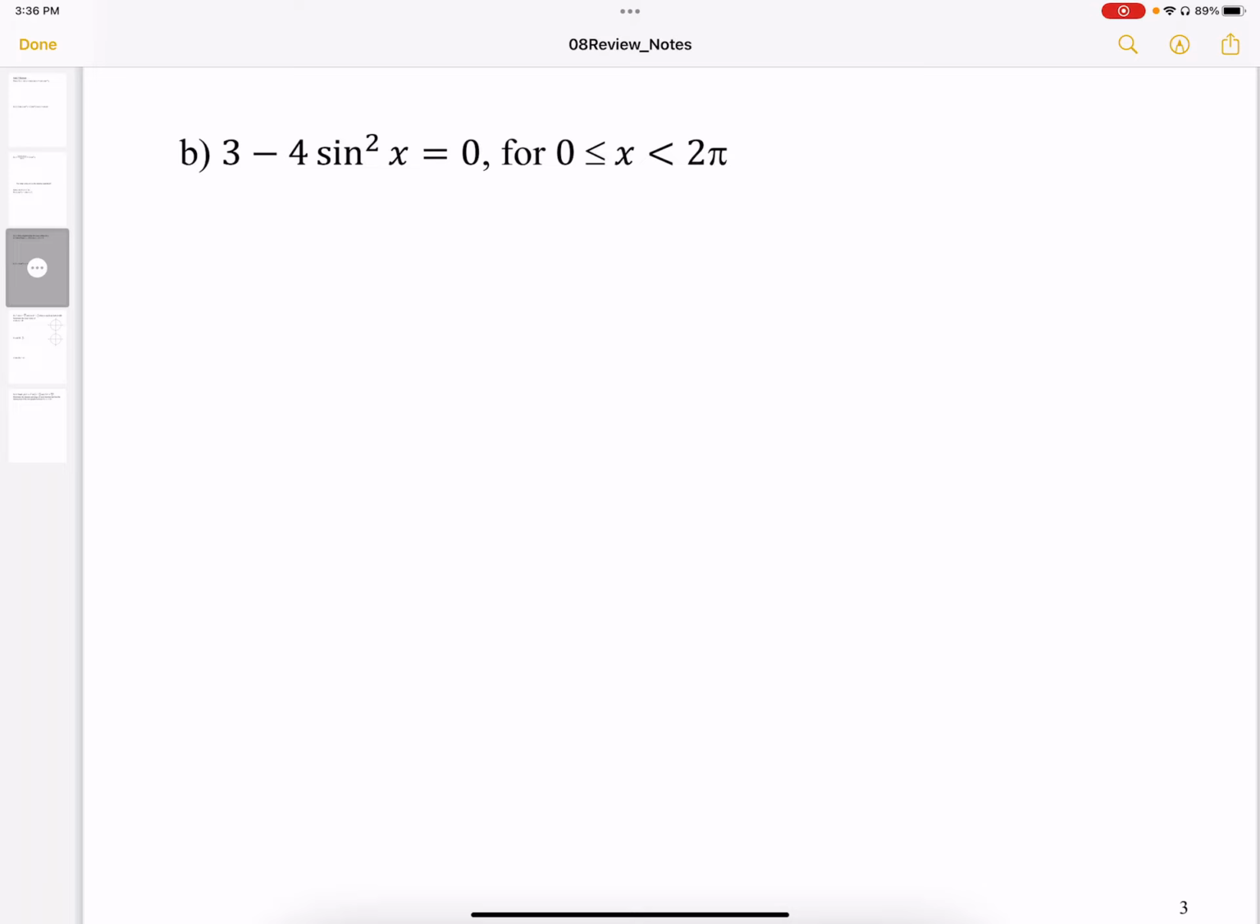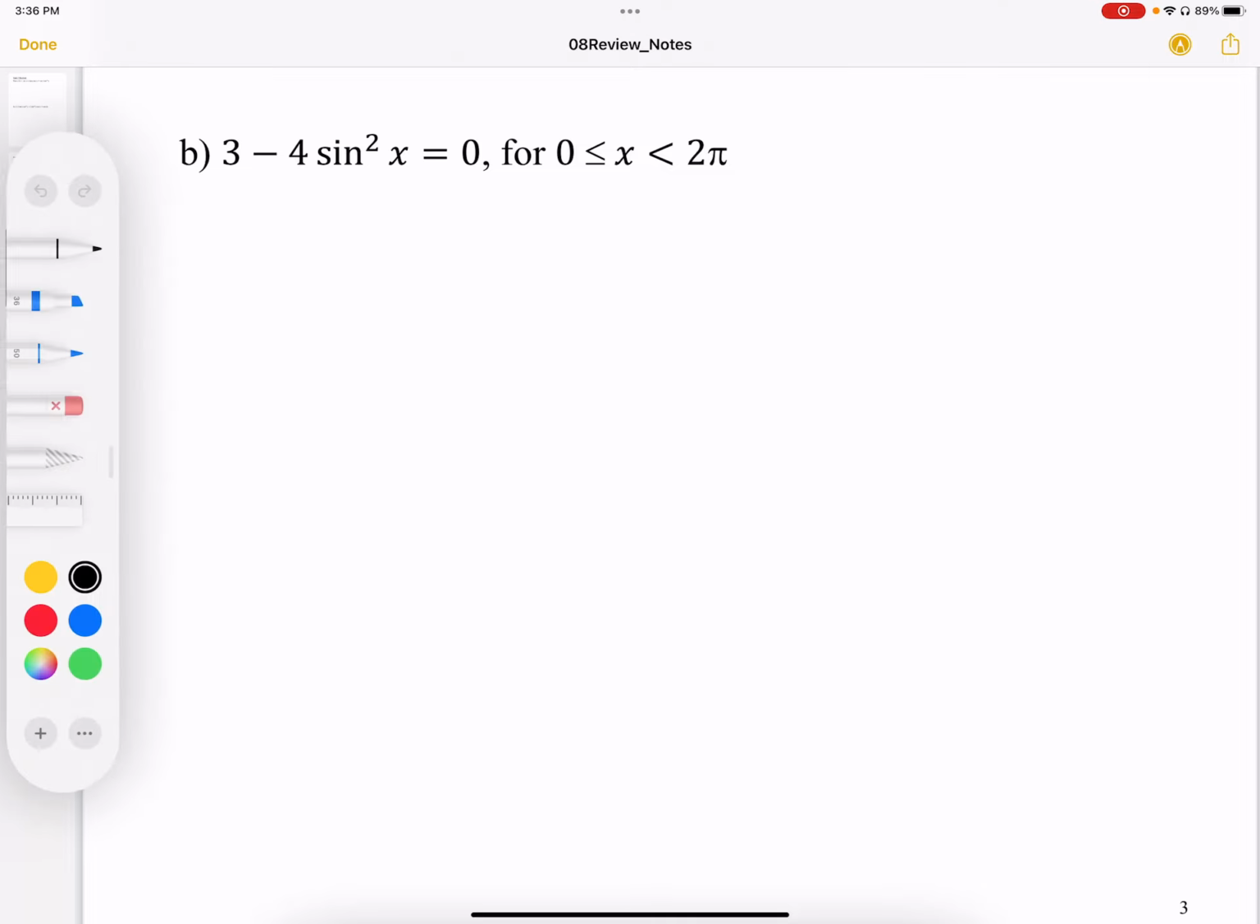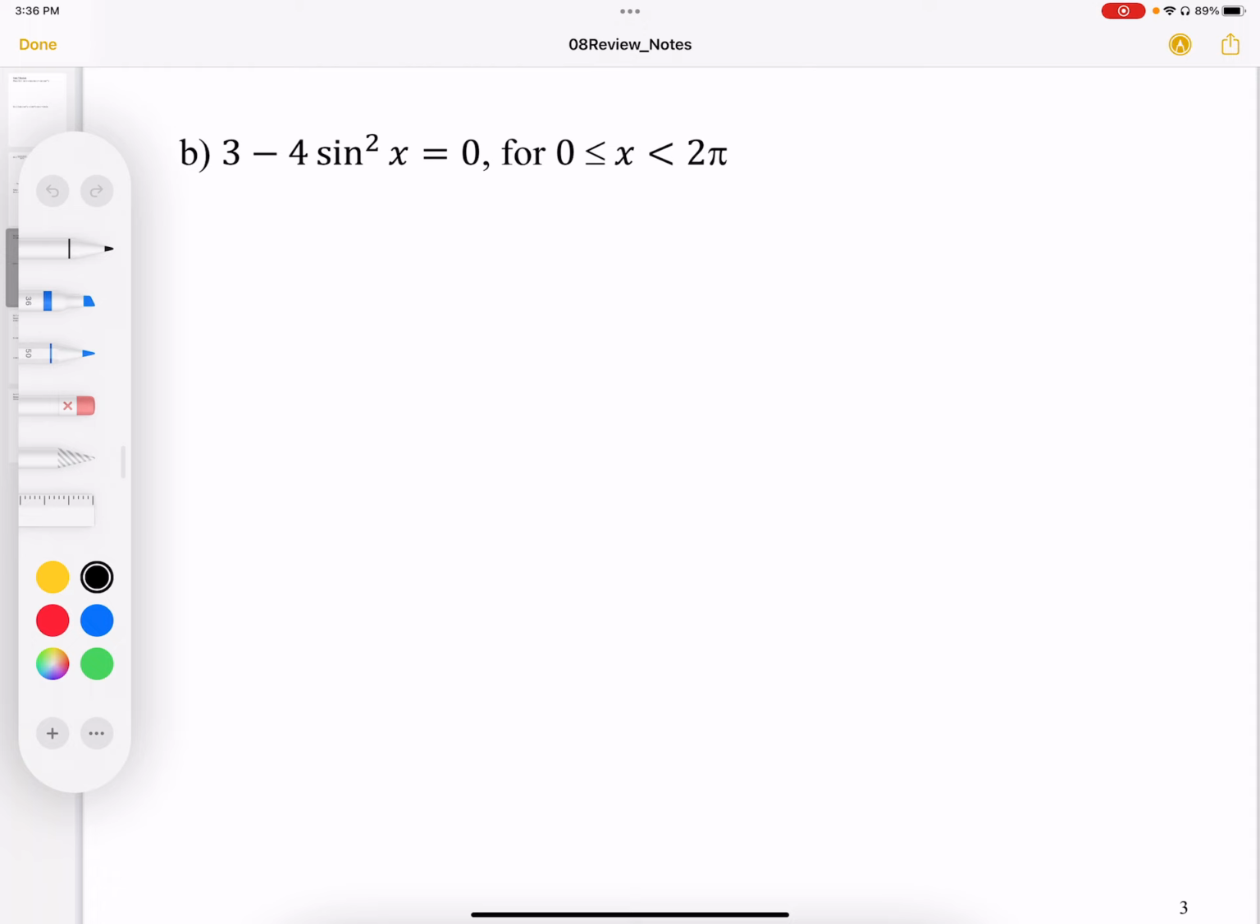To solve this trig equation, we need to first solve for the sine squared. So I'm just going to rearrange this equation and isolate the sine squared. First of all, I'm going to move the 4 sine squared to the other side, and then I'm going to divide both sides by 4. So I've now solved for the sine squared.